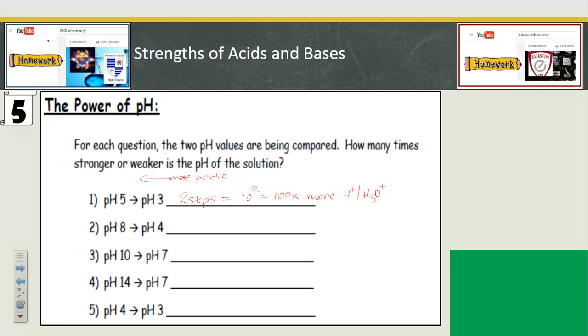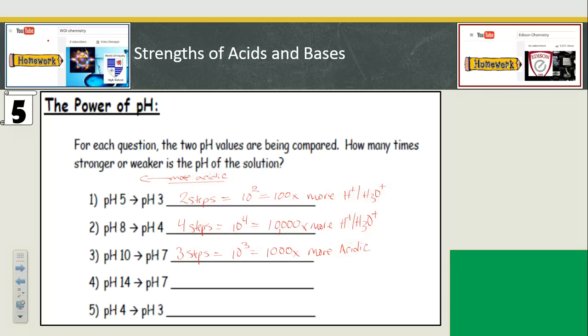Okay, pH of 8 to 4. Well, that's again becoming more acidic, so that's 4 steps. Well, it's equal to 10 to the power of 4, which equals 1 with, well, 4 zeros behind it. So 10,000 times more acidic. The concentration of the acid increases. So pH 10 to pH 7. Well, that's 3 steps. That equals 10 to the third equals 1 with 3 zeros behind it. 1,000 times more acidic.